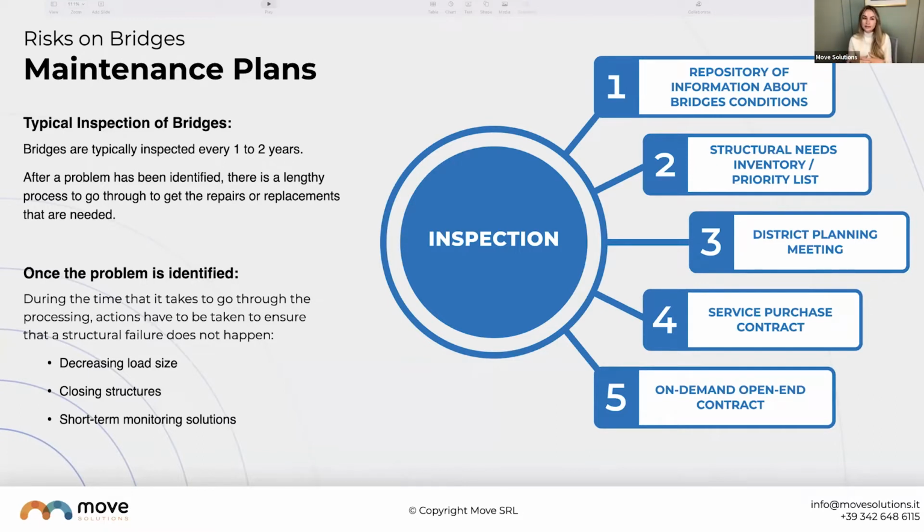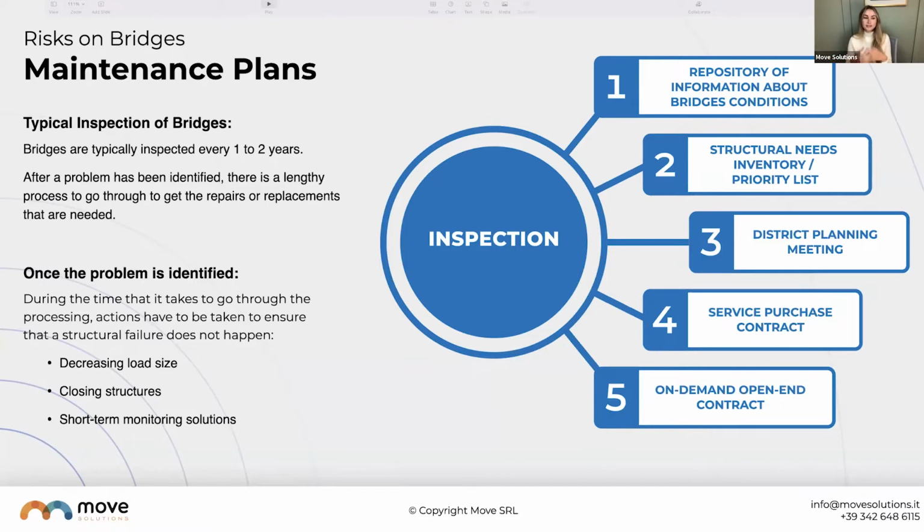And then after a problem has been identified, there is quite a lengthy process to go through to get the proper repairs and replacements needed. So if you are inspecting a bridge and you find a problem, there are various things you have to go through. You're visiting a repository of information about the bridges, putting together a priority list and an inventory list, having a meeting or meetings regarding it and trying to allocate the resources, coming up with if it's a priority, if it's not a priority. And then you have all of the contracts and open bids and closing bids and all of those things that happen after a bridge is inspected and a problem is found.